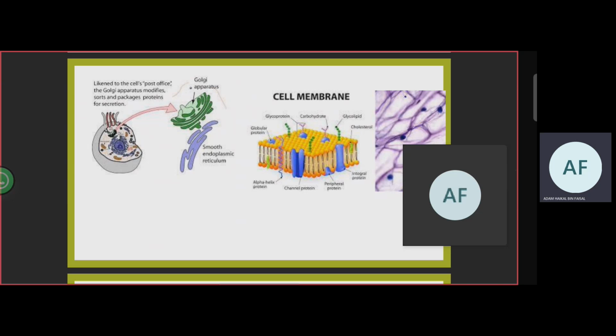Next, we have the cell membrane. The cell membrane is basically an outer membrane that surrounds the entire content of a cell. It is a thin and elastic film, and it is mostly made of proteins and phospholipids. The function is to separate the content of the cell from the external environment. It also controls the movement of substances into and out of the cell.